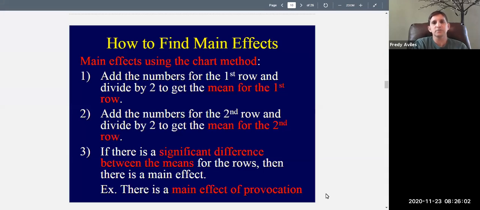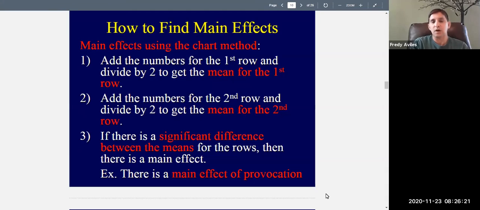Okay, so main effects using the chart method again. So add the numbers for the first row and divide by 2 to get the mean for the first row, and then add the numbers for the second row and divide by 2 to get the mean for the second row. If there's a significant difference between those means for the rows, that means there's a main effect. And in that case, this is a main effect of provocation.